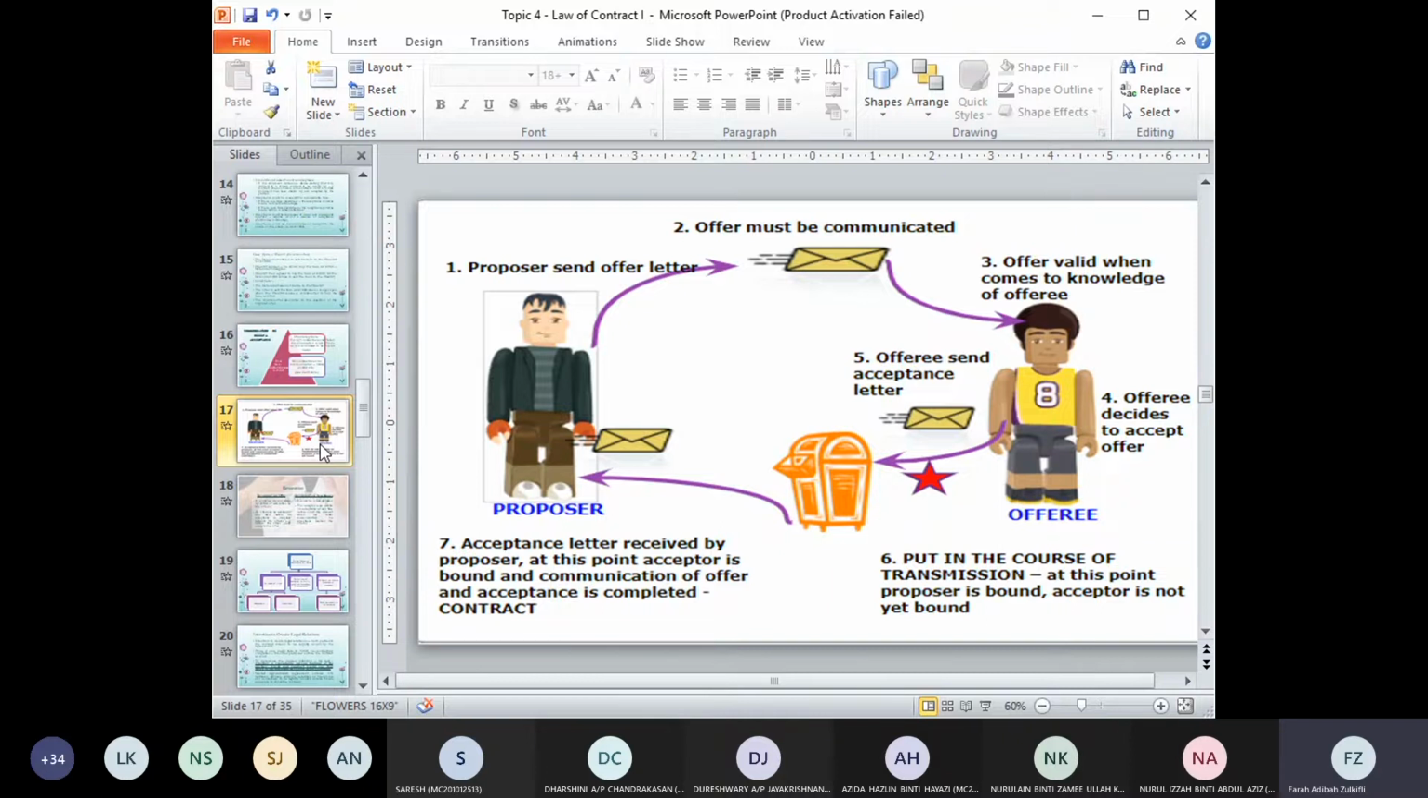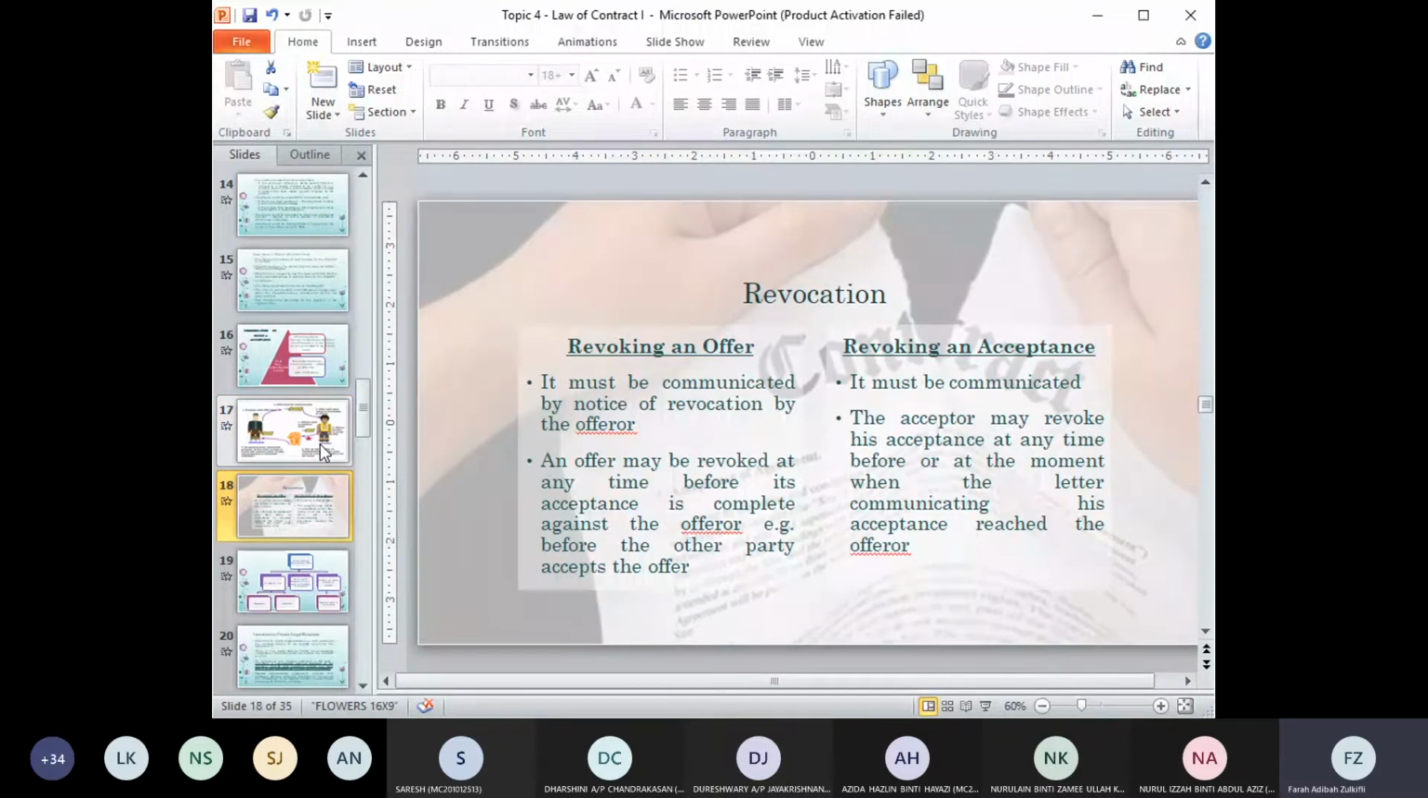So that is how you can revoke your acceptance. Once you have revoked your offer, there is no offer anymore. And once you have revoked your acceptance, there is no acceptance anymore. So there is no contract between you two. That is how you can revoke your offer and how you can revoke your acceptance.